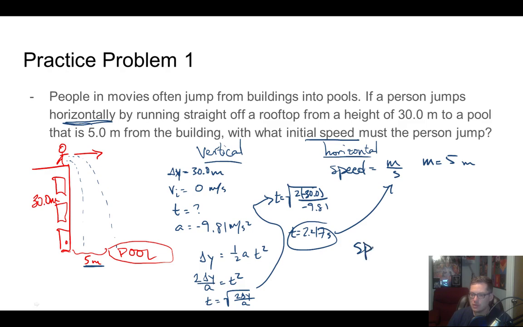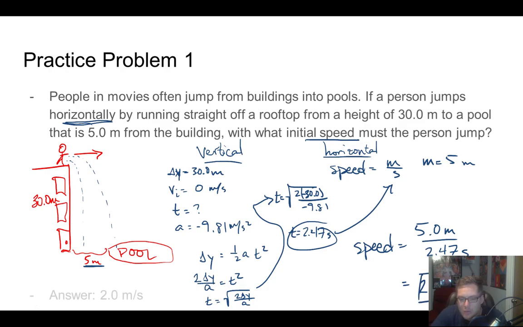So the speed we need is simply equal to the 5.0 meters divided by our 2.47 seconds. So we'll just take 5 divided by 2.47, and I got 2.0 seconds. And remember, 5.0 has 2 sig figs, so that's got to be 2.0 seconds, which is exactly what they got, and that's because we're amazing.